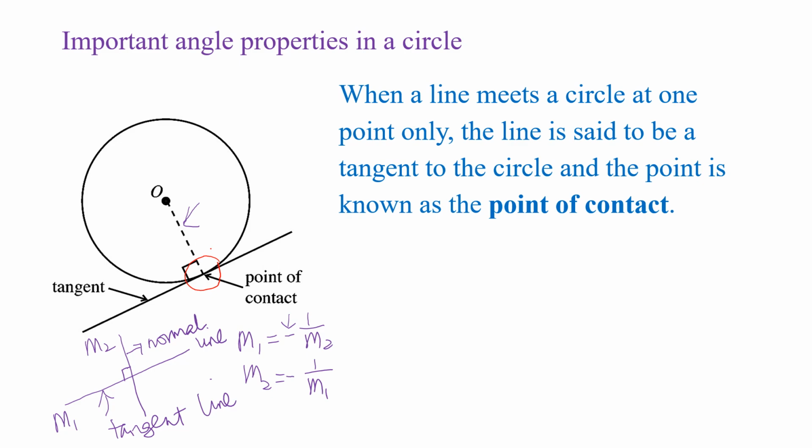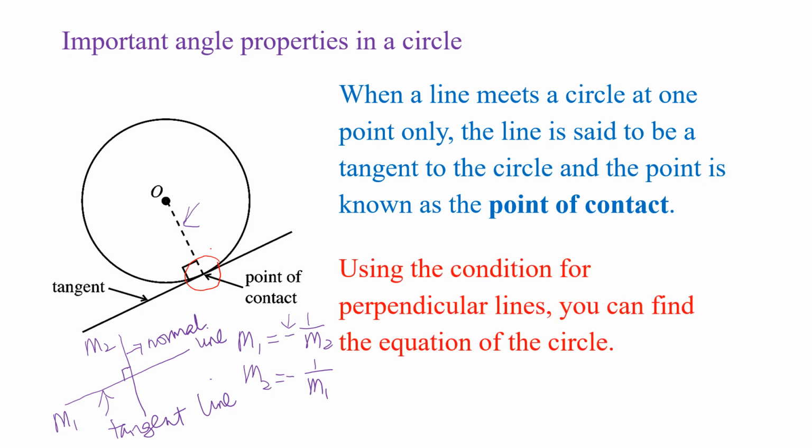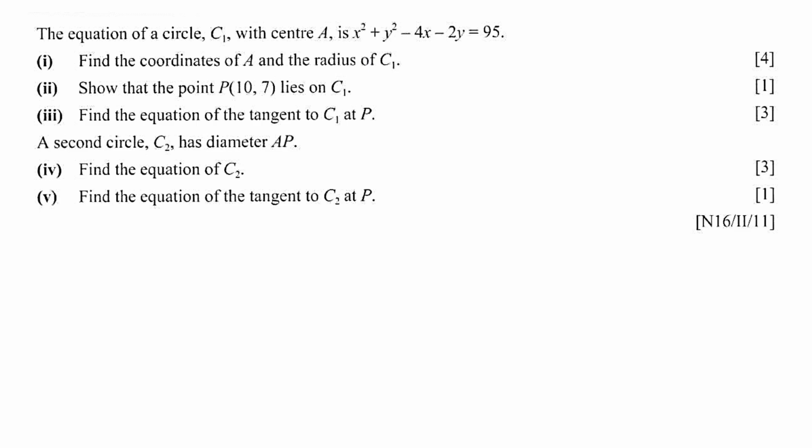Using the concepts of the gradients of perpendicular lines, we can go on to find the equation of the circle. Let's look at this question. This is a question from the year 2016, an O-level question. You're given the general form of the equation of the circle. This particular circle C1 has center A, and you're asked to find the coordinates of A, the center, and also the radius.